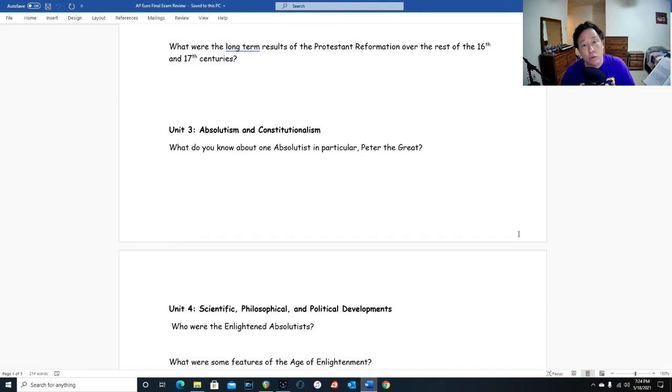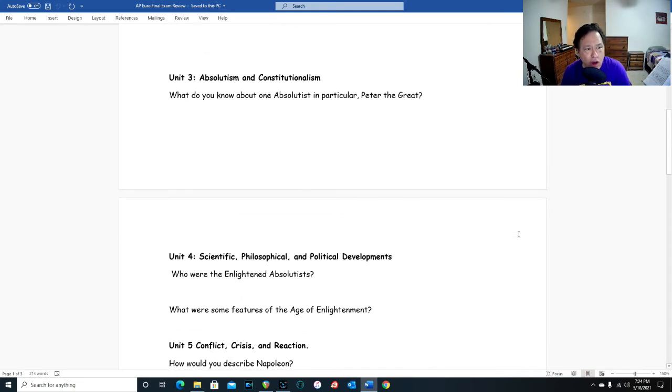Also, think about all the religious violence that resulted from all of this. The Schmalkaldic Wars, French Wars of Religion, which killed 3 million people, and the 30 Years' War, which killed 8 million people. Moving on to Unit 3, Absolutism and Constitutionalism. So what do you know about one absolutist in particular, Peter the Great? There were numerous absolutists. We could talk for hours about this unit. In fact, I did talk for hours about this unit.